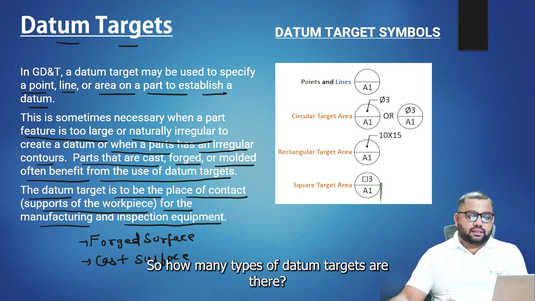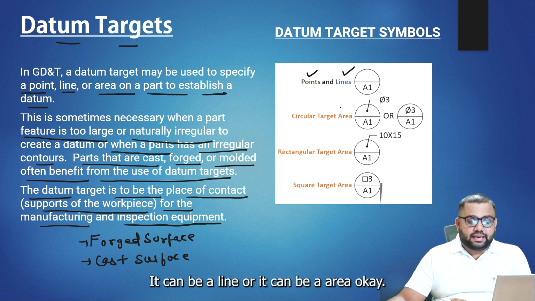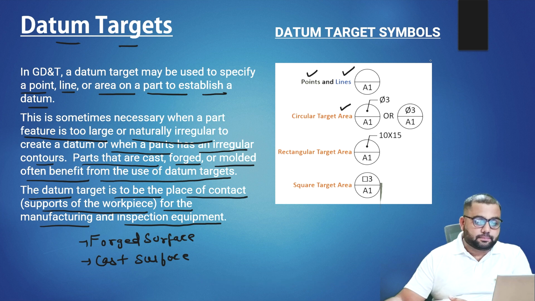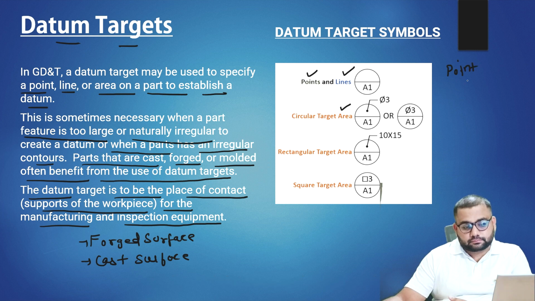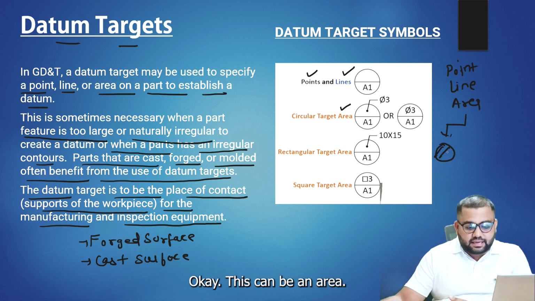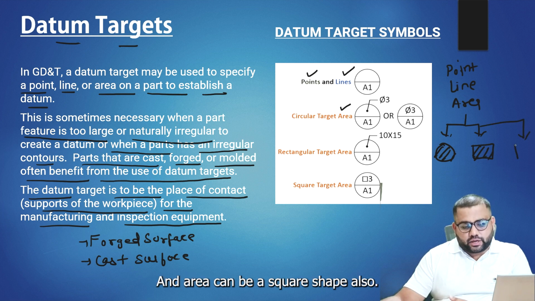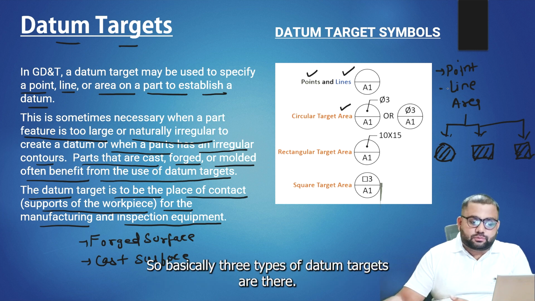Okay, so how many types of datum targets are there? Datum targets can be points, a line, or an area. So basically three types of datum targets are there: point, line, and area. An area can be a circular shape, it can be a rectangular shape, and it can also be a square shape. So basically three types of datum targets are there.